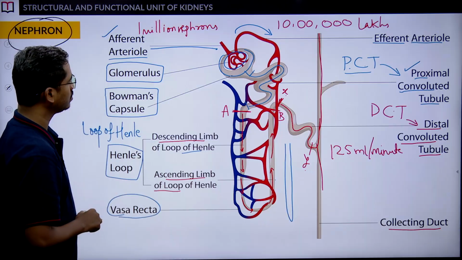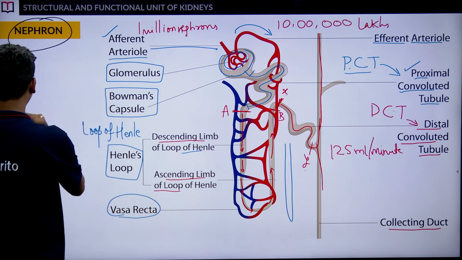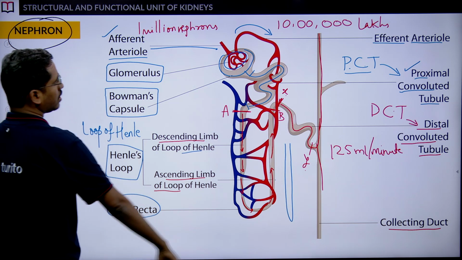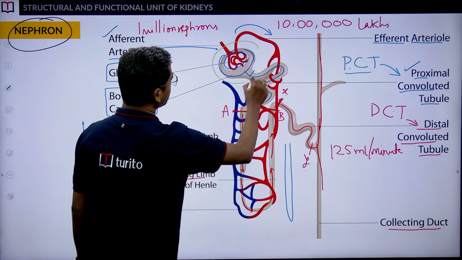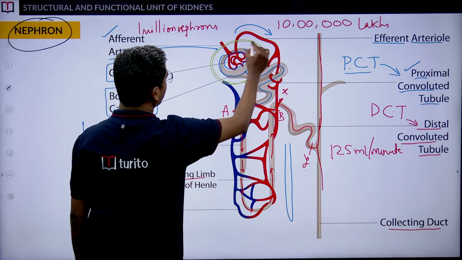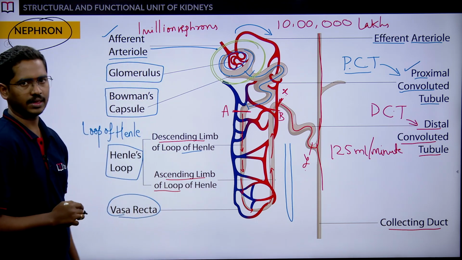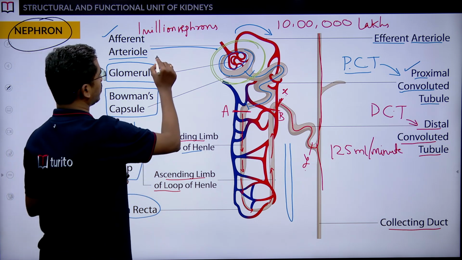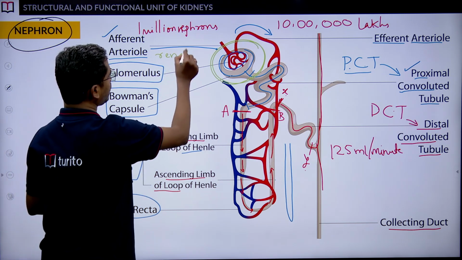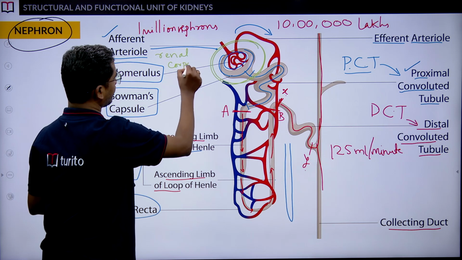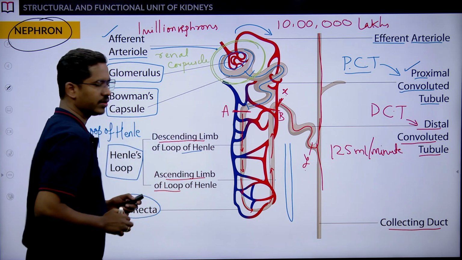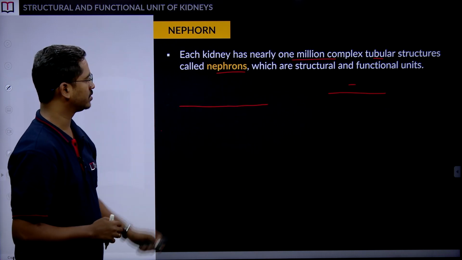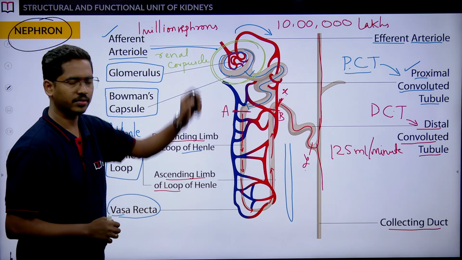Now, here I will show you in this particular image. This part, which I am encircling with green color, is the renal corpuscle or Malpighian corpuscle. So, that is known as the renal corpuscle or Malpighian corpuscle. This part is the renal corpuscle.